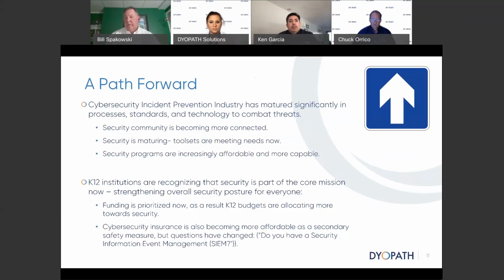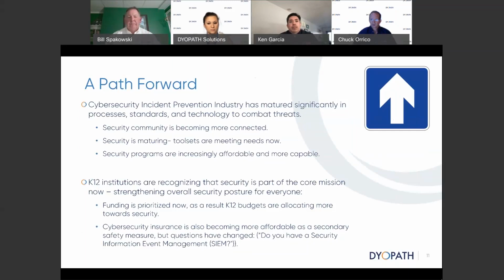And the main emphasis on that is that even though the bad actors out there who are trying to compromise our infrastructures on a daily basis have become more and more advanced and very specific, the good news is the cybersecurity incident prevention industry has also matured significantly, exponentially in fact, and not just from a technology tool set standpoint, but also from the processes and the standards and the regulations that we've come up with.